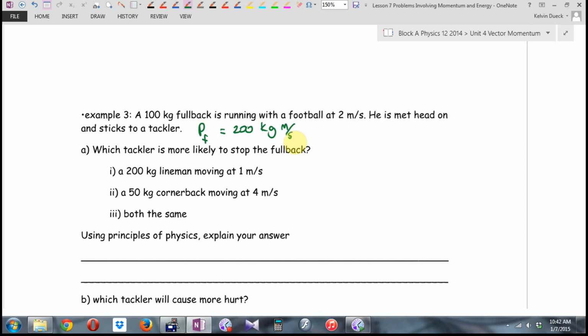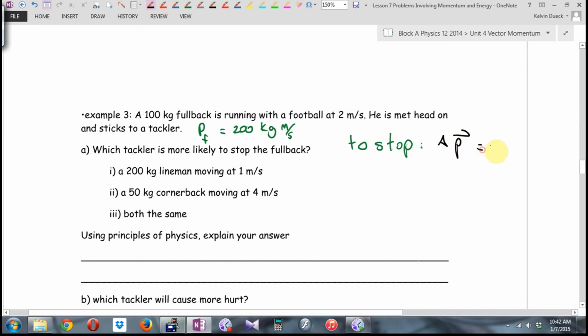Negative how much exactly? 200. Negative 200, okay? So what we need to stop, we need an impulse of negative 200 kilogram meters per second. Okay, how much momentum does the lineman have?